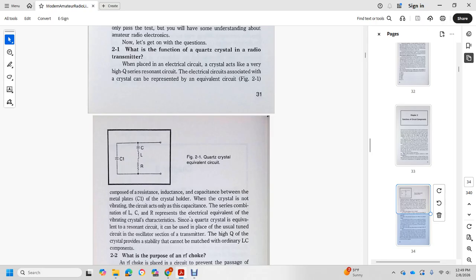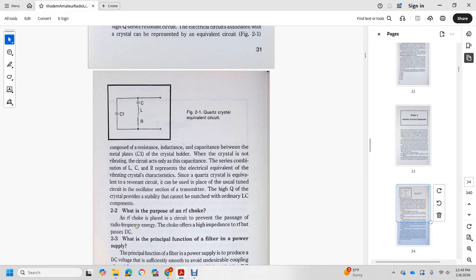Capacitor 1 is the crystal holder. The crystal, when vibrating, is acting as a series combination of inductance, capacity, and resistor, which represents the electronic equivalent of the vibrating characteristics of the crystal. The crystal is equivalent to a resonant circuit, and it is used to replace the usual tuned circuits in the oscillator section of the transmitter. The high merit of the crystal provides stability that cannot ordinarily be matched by inductor and capacity components.